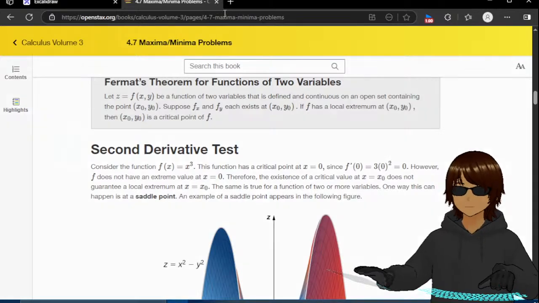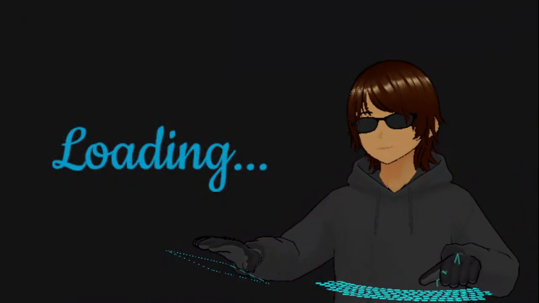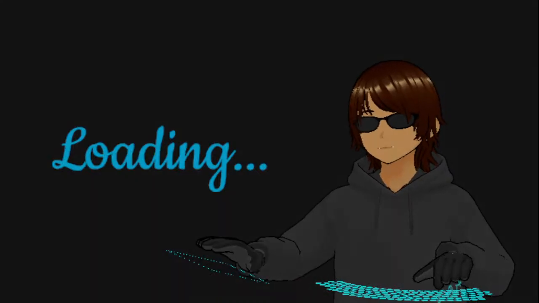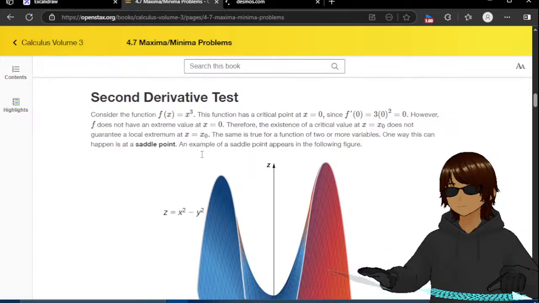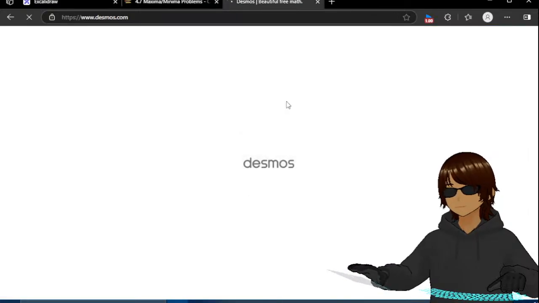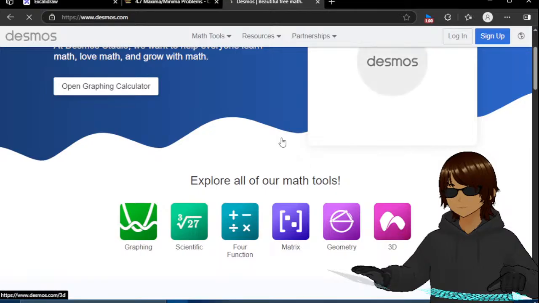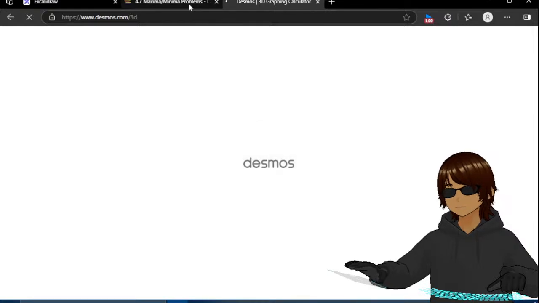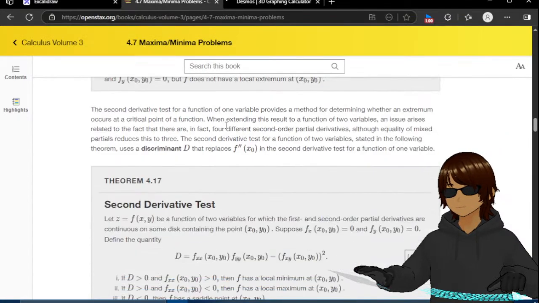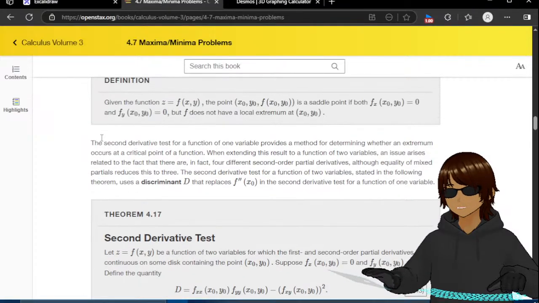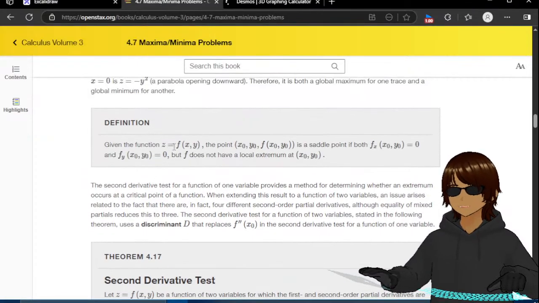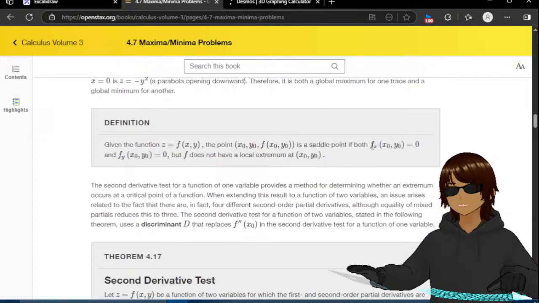Alright, let me open this first. The second: given a function z equals f of x y, the point x naught y naught and f of x naught y naught is a saddle point if both the partial derivative with respect to x is 0 and with respect to y is 0, but f does not have a local extremum at x naught y naught.